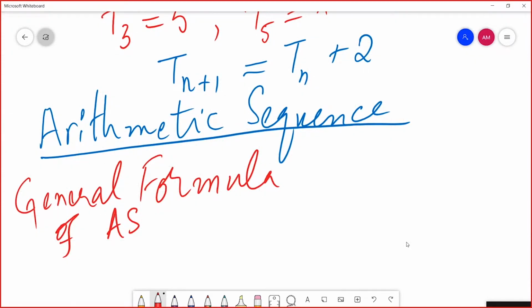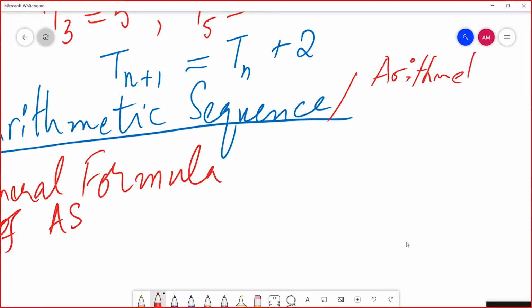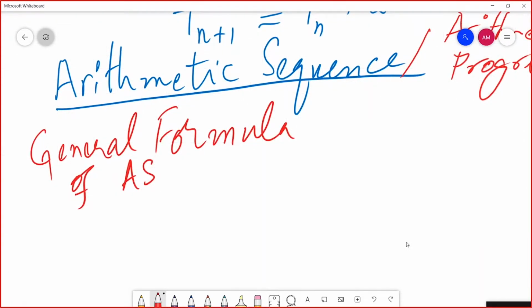It's also called, as I said, arithmetic progression. It's the same thing. It has two names. If you see the general formula of arithmetic sequence, Tn plus 1 is equal to Tn plus D, where D is a difference. It can be positive or negative, right? What does it mean if I write something like this?